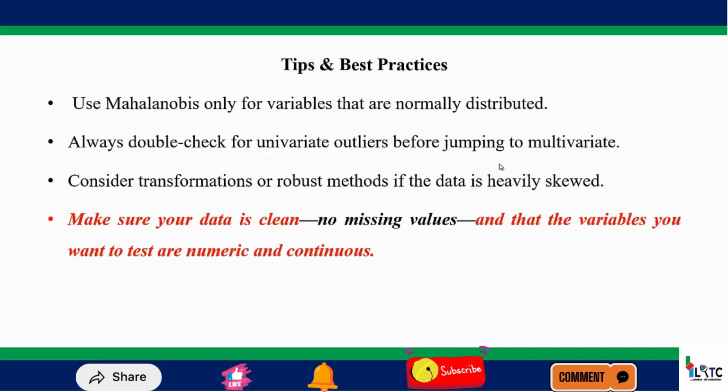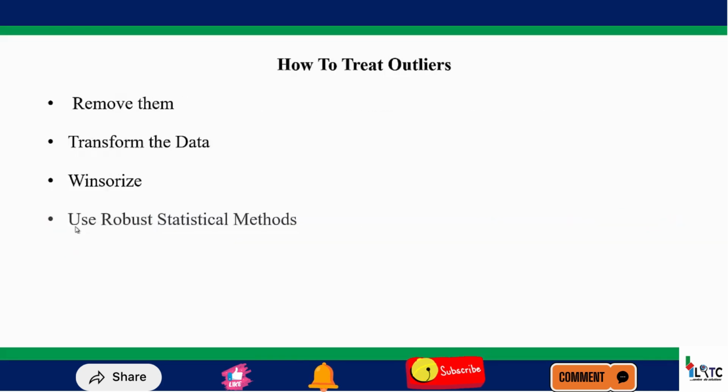Also, you can transform your data to address that particular outlier. Another thing you can do is make use of methods or techniques that are robust to multivariate outliers. This one, I want to emphasize again: make sure your data is clean, with no missing values, and this particular method is used when your variables are numeric or continuous.